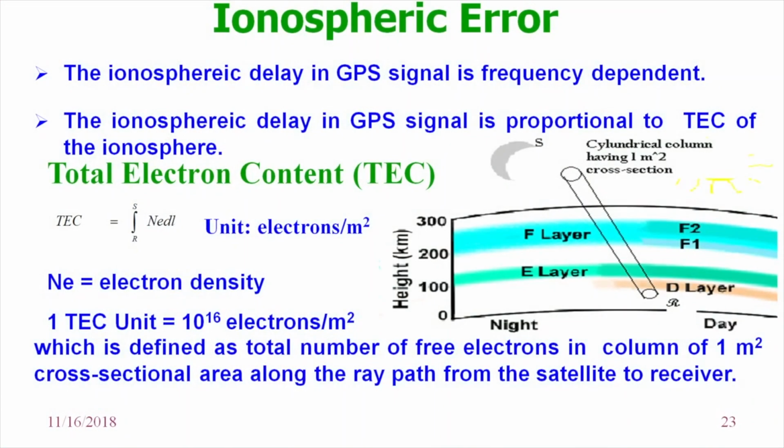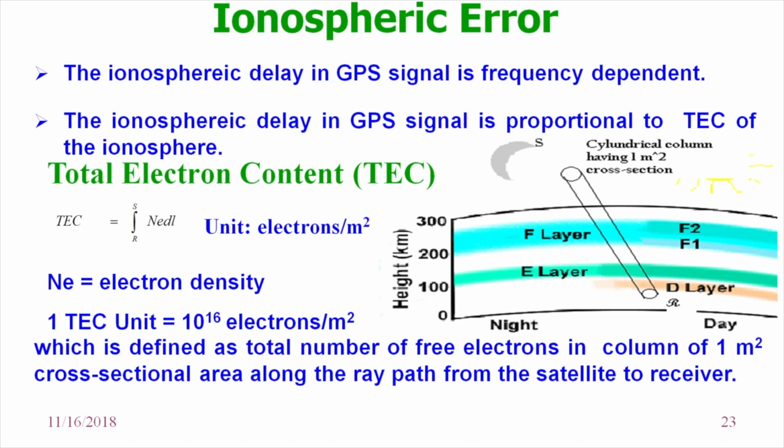So, first ionospheric error. Ionospheric delay is frequency dependent. The ionospheric delay of the GPS signal is proportional to the total electron content of the ionosphere. The total electron content is the number of electrons from source to the receiver. So, when the signal passes from source to receiver, it has to go through the ionosphere, and most of the electron content is in the ionosphere.